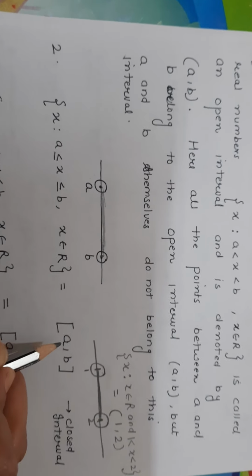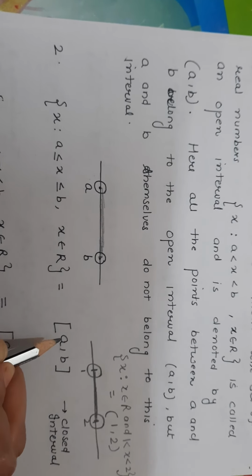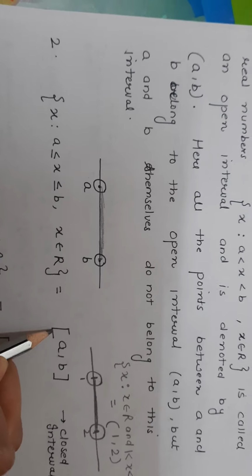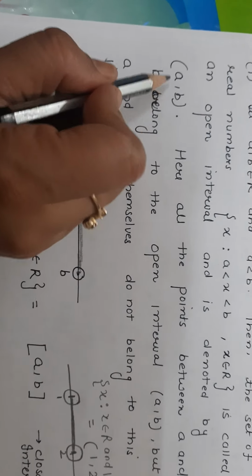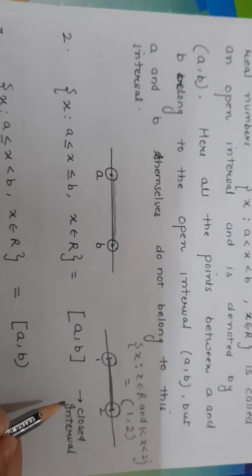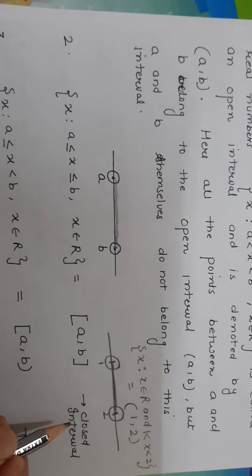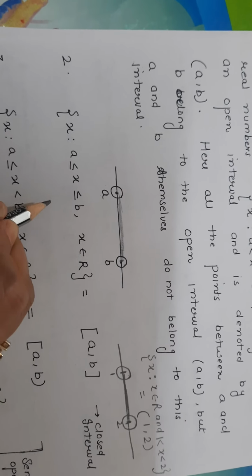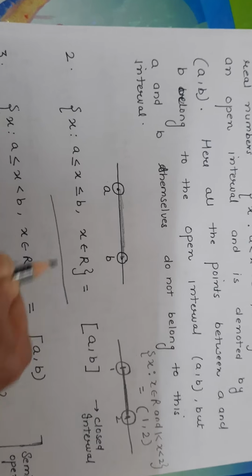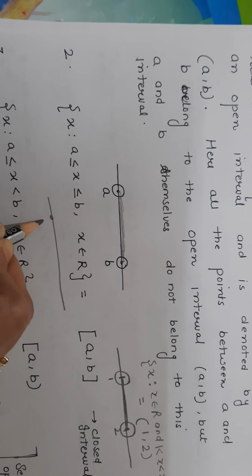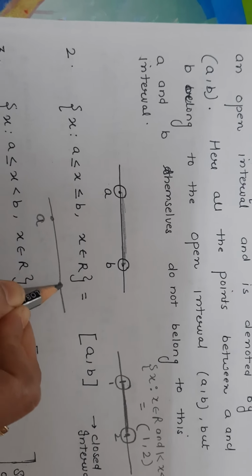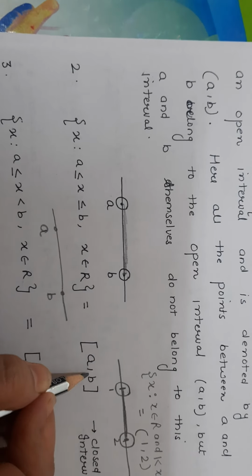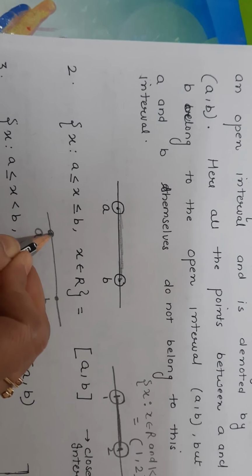Right? So we write the close bracket. These are known as close brackets and these are open brackets, and we call this interval a close interval. If you have to draw it on the number line, just draw the line, mark the point A here, mark the point B. Now here A and B are included, so you are going to draw the dark circle.